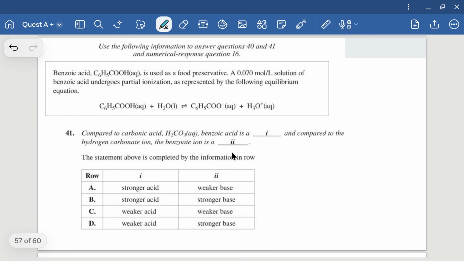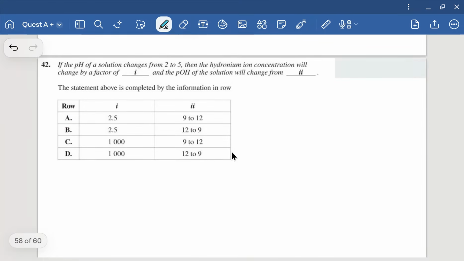Going just a little faster again here, comparing the carbonate ion, carbonic acid to benzoic acid. It's going to be a stronger acid because it's higher up on the table. And then comparing the hydrogen carbonate ion to the benzoate ion, it is going to be a weaker base because it's higher on the table than what it's asking for.